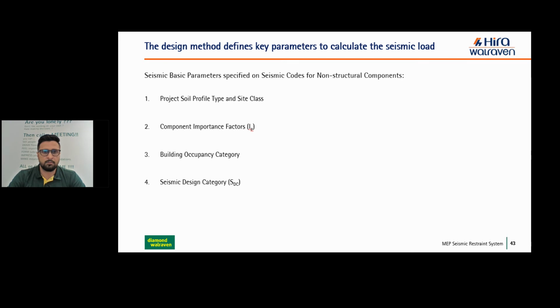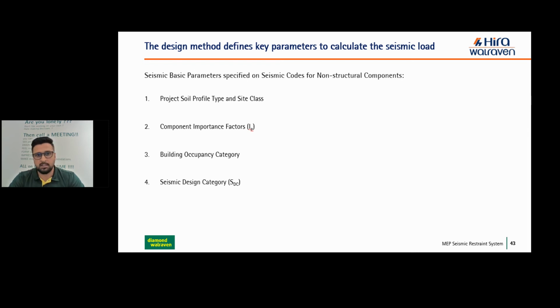We need to know a few important parameters like the project soil profile type and site class, which are easily available in the soil investigation or soil reports of the project. This is mainly related to the structure, or to the agencies doing the soil profile calculation, design, or survey. After the survey, they must have a report, and based on that report it can easily be decided which soil profile type and site class the project has.